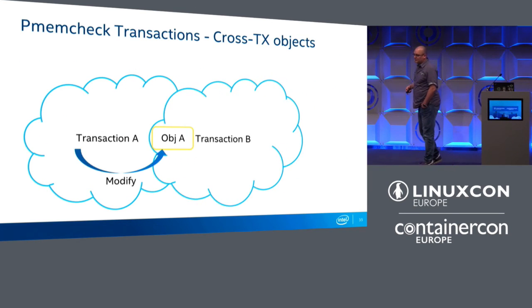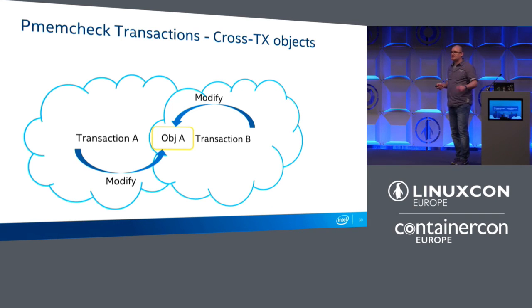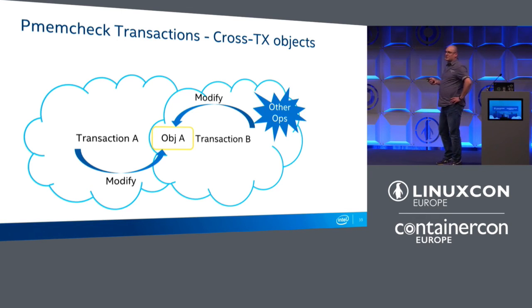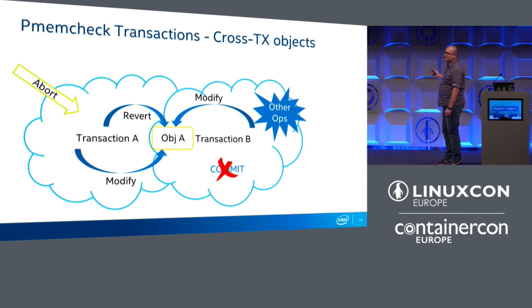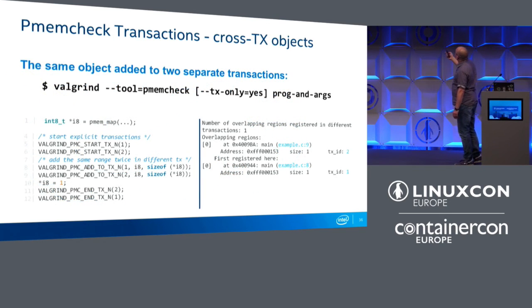Another problem is when you try to modify the same object from two different transactions. The problem is that in the first and in the second transaction, you would take a snapshot of this object, right? This is how the undo logs work. And this is not bad because you may want to modify different parts of the same object. But what happens when one of those transactions commits, let's say, in one thread, and in the second thread it aborts? In the second thread, the one that aborts, the old content of this object would be restored, so actually overwriting the changes made by the first one. So this is, again, probably not what you expect. And this is an example of how it would work in your program. If you do all those instrumentations correctly, that would be detected by Pmemcheck.